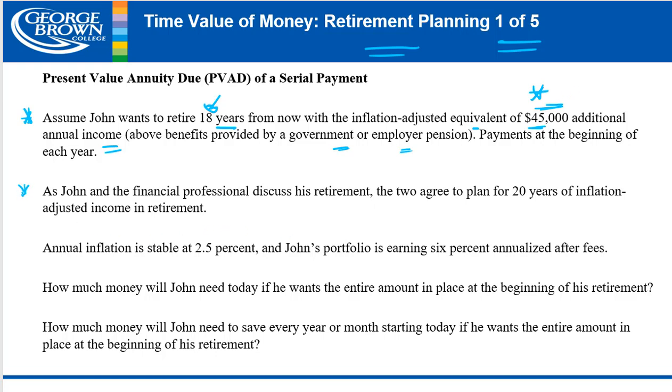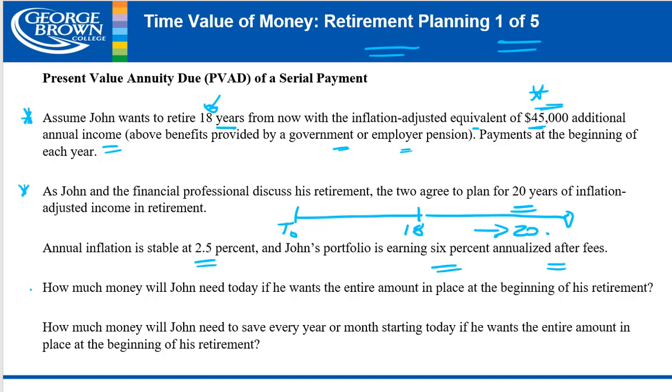So as John and the financial professional discuss his retirement, the two agree to plan for 20 years of inflation-adjusted income in retirement. So here we are at time 0. John's planning to retire at 18 years from now, and then he's planning to be retired for a further 20 years. Okay, annual inflation is stable at 2.5%. John's portfolio is earning 6% annualized after fees.